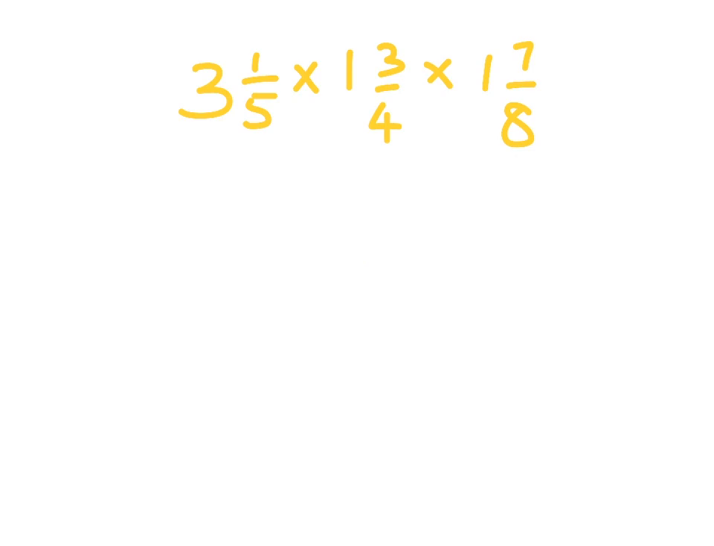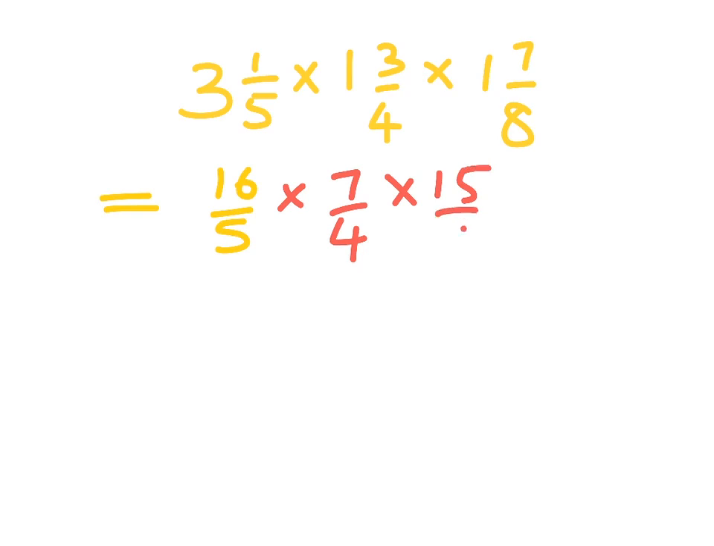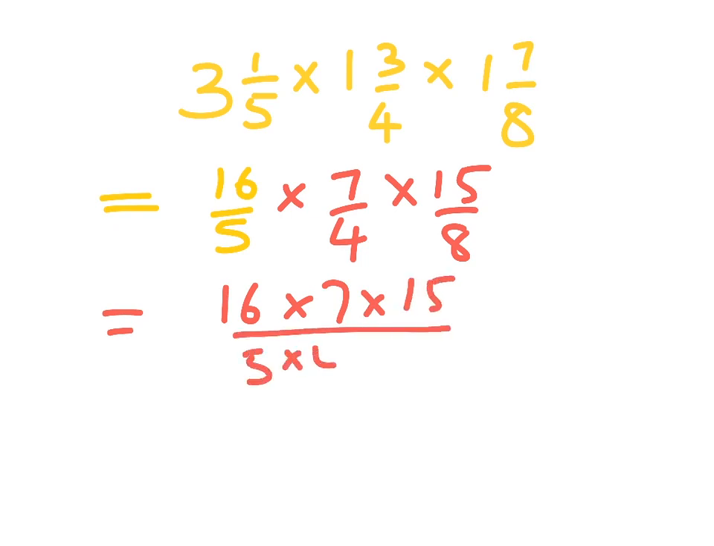In this example, we are asked to multiply all mixed fractions. So the first thing, you convert all the mixed fractions to improper fractions. So 3 1 over 5 is 5 times 3 is 15, 16 over 5, multiplied by 4 times 1 is 4, 4 plus 3 is 7, 7 over 4, multiplied by 8 times 1 is 8, 8 plus 7 is 15 over 8. So we have 16 multiplied by 7 multiplied by 15 divided by 5 times 4 times 8.